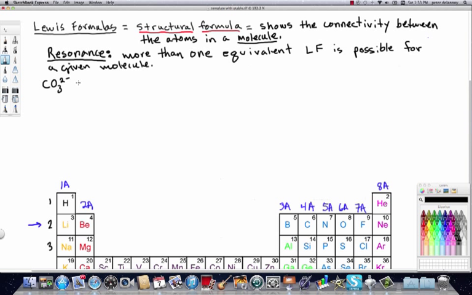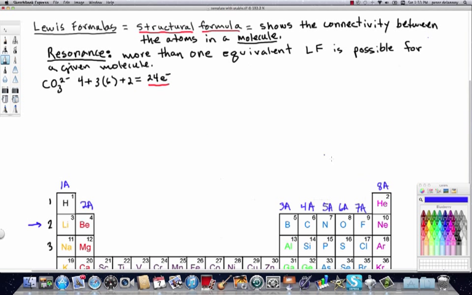So carbon is in group 4, so there's 4 valence electrons for that. And then we have 3 oxygens, which is out of group 6, and our charge is -2, so we need to add a 2 on for that. The grand total is 24 electrons, which was similar to the situation with nitrate. All right, so we have 24 valence electrons that we need to use up.